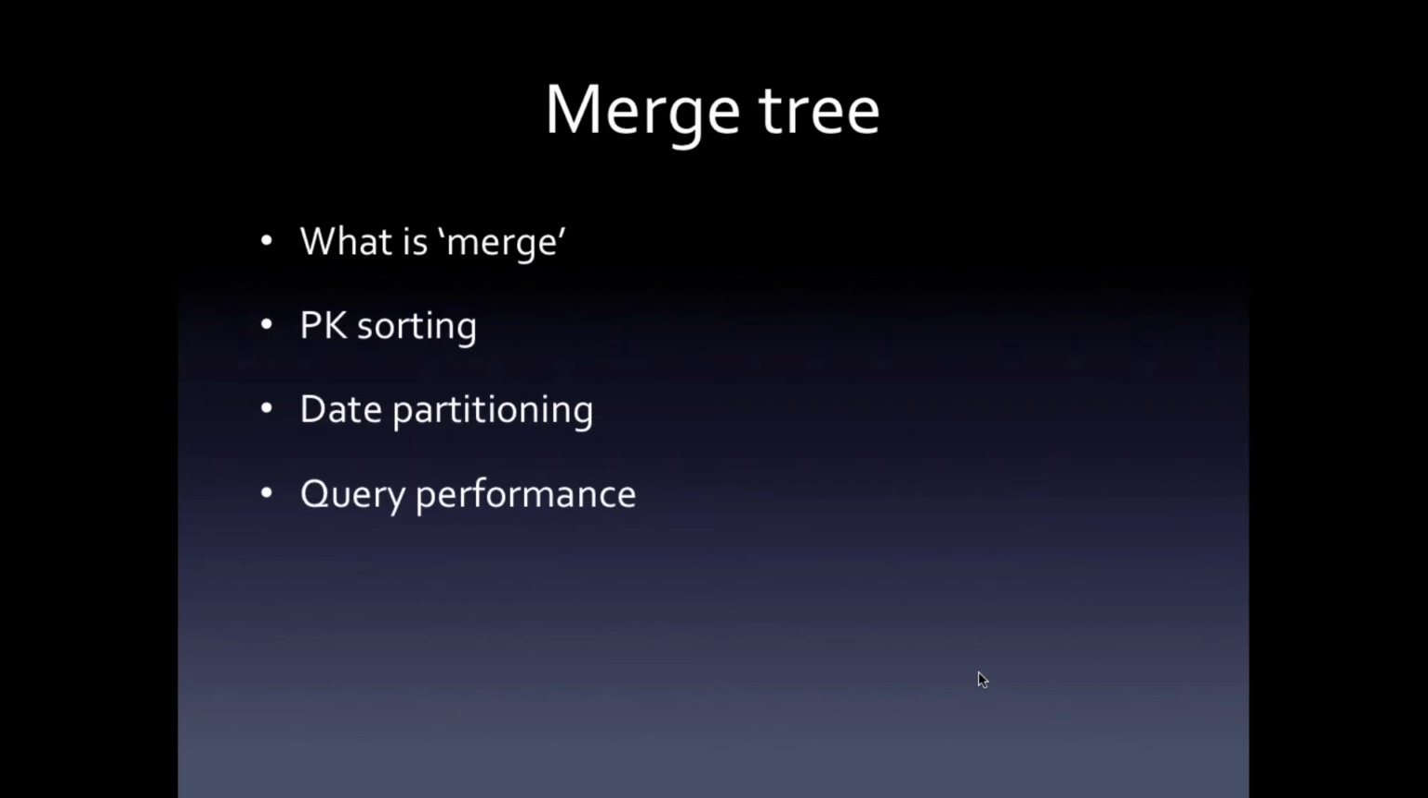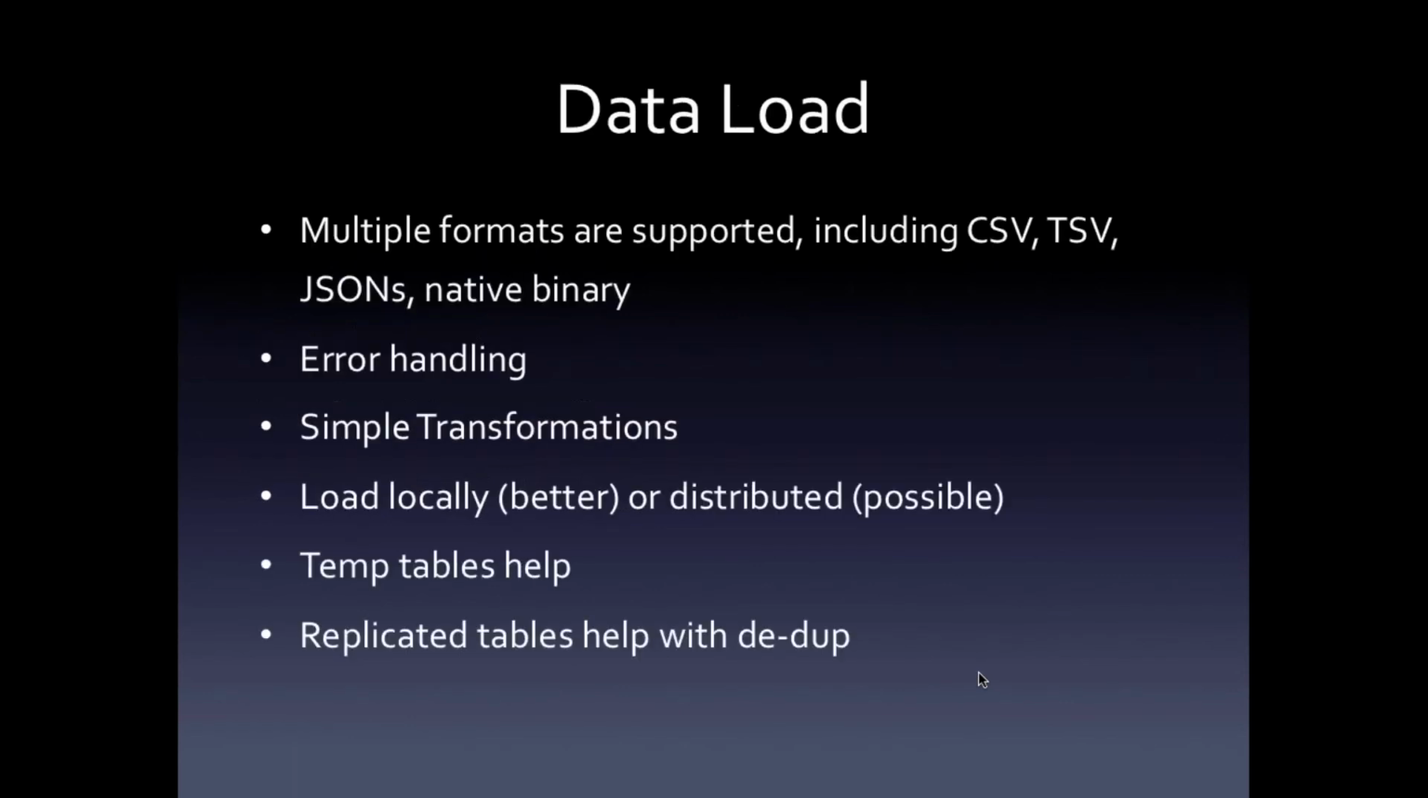Also, MergeTree supports date partitioning, and at the moment it's only monthly, but Yandex's team is working on making it more flexible. And MergeTree is the key to efficient query performance. So if a MergeTree table is properly designed for the particular workload, it can query data extremely fast, as you could see in the benchmark presented by Vadim a while ago.